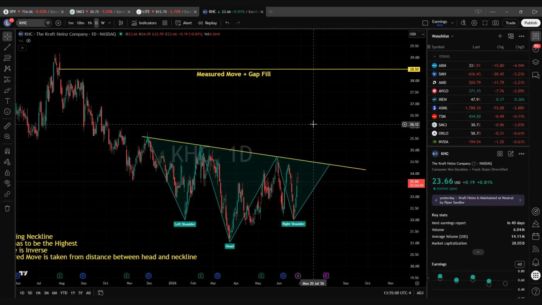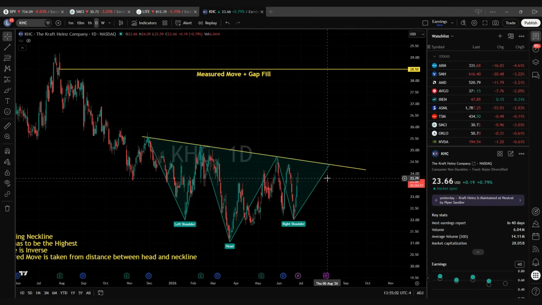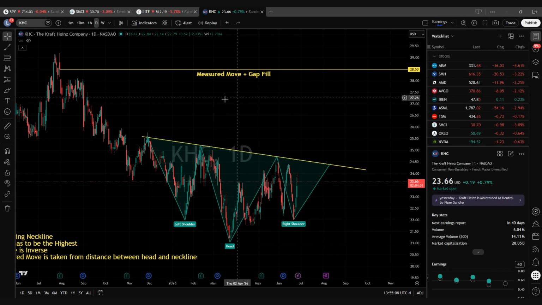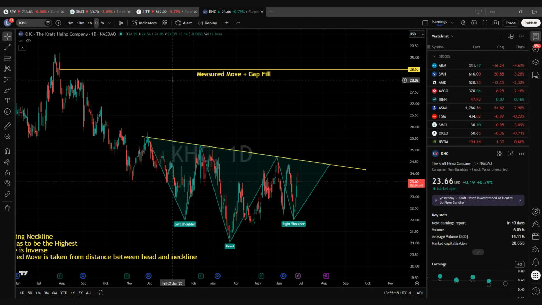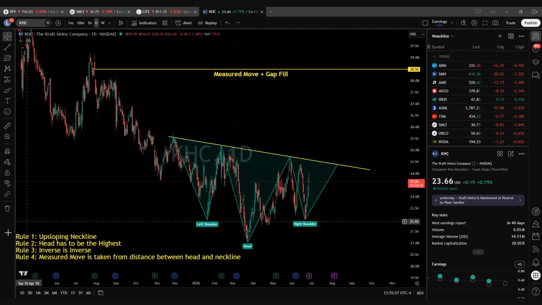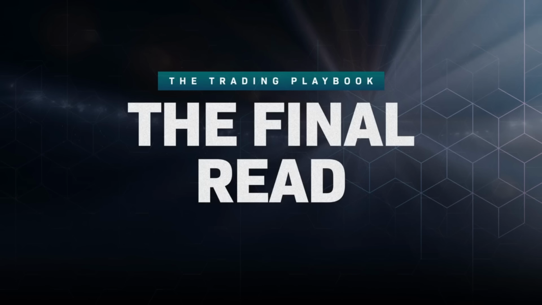What we're looking for in this upcoming week is a break of this neckline, down sloping trend line, maybe a retrace confirmation, and then another move higher. Now, this measured move also coincides with this gap fill from earnings, right? So that's another additional factor. Not only is it a gap fill, it's a gap fill from earnings, which should be extremely powerful.